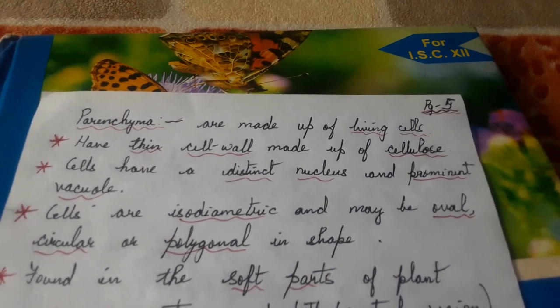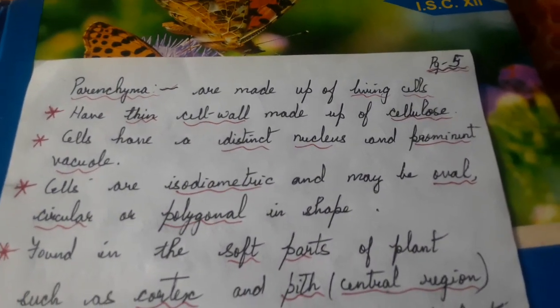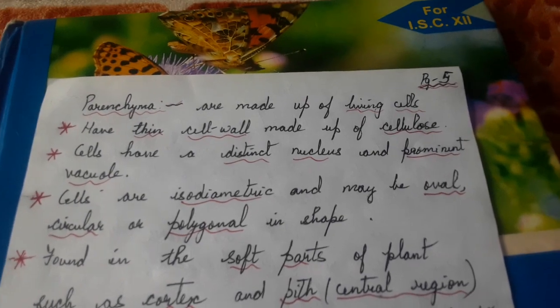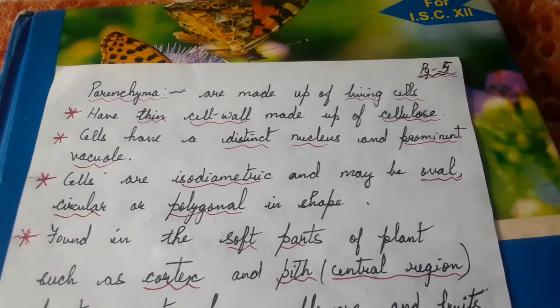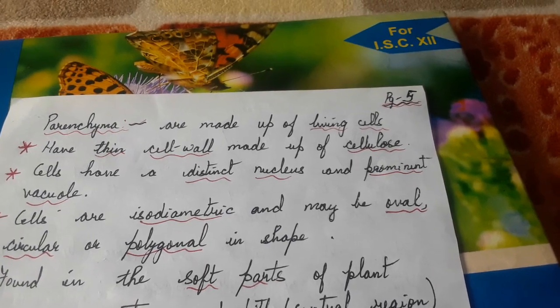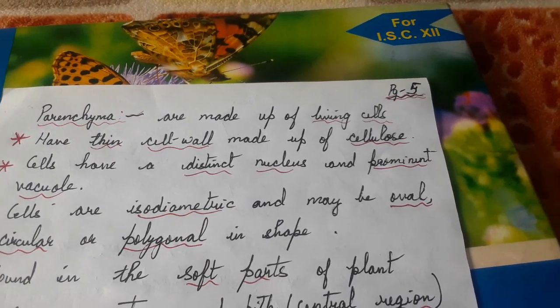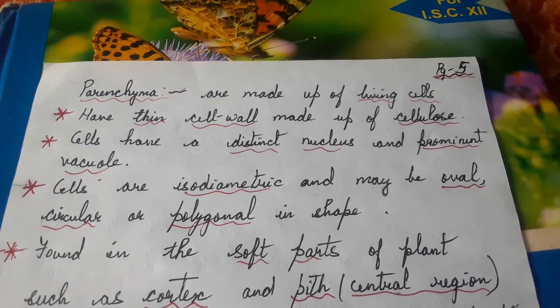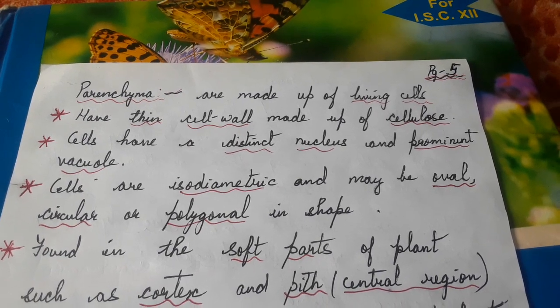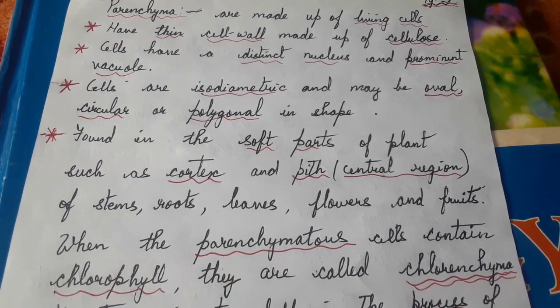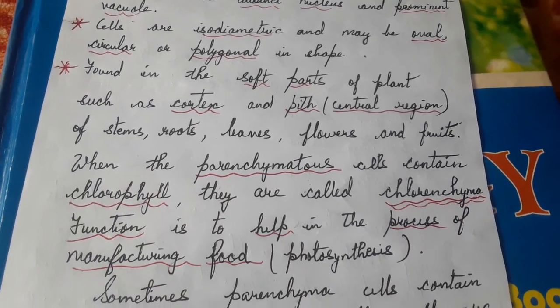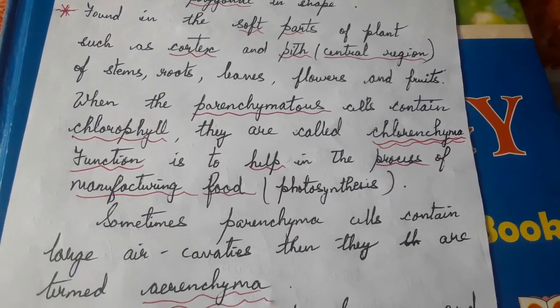Their characteristic features: cells are isodiametric, that is having the same diameter, prominent vacuole, intercellular spaces, nucleus, and cytoplasm. When the parenchyma cells have chlorophyll in them, they are known as chlorenchyma.